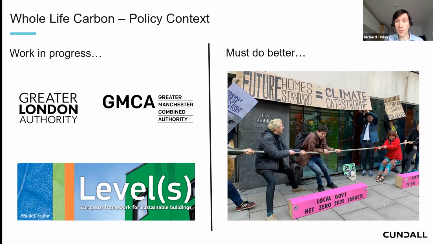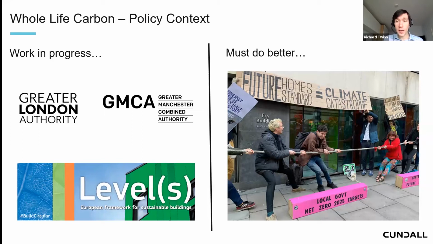Greater Manchester has included similar wording in its draft spatial framework, so we'll probably be following closely on the heels. And in Europe, the EU Level(s) framework is a new framework which is trying to standardize the metrics for the sustainability of buildings, and whole life carbon is a central part of that. We're expecting to see that over the next few years it will become an increasing requirement for public procurement and potentially for regulation. Of course, whether we follow suit with any of that is anyone's guess this week.